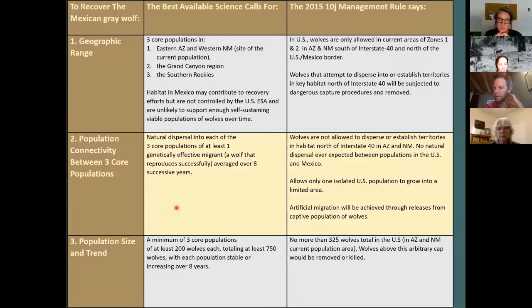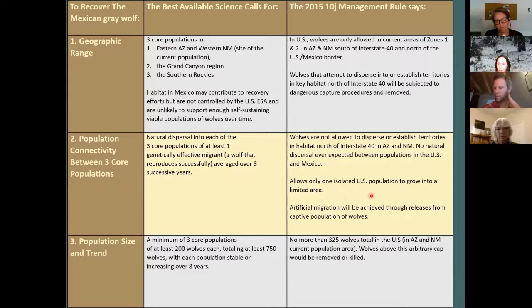The best available science calls for the need for these 3 core populations to be connected through natural dispersal with at least one genetically effective migrant about every 2 generations, so averaged over 8 years. So a migrant would be a wolf that's actually moving away from its natal population territory, so the area where it was born, and then it would move naturally to one of these other core areas, population areas in the Southwest.